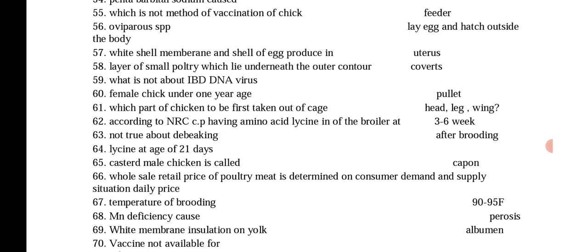Oviparous species lay eggs and hatch outside the body. Oviparous are the species that lay eggs and hatch outside the body, such as chickens. They lay eggs that hatch outside the body.